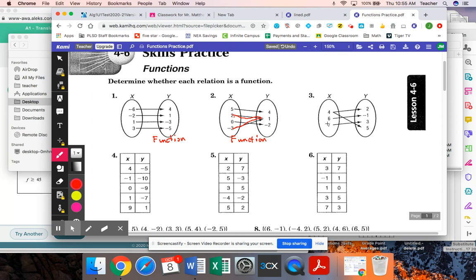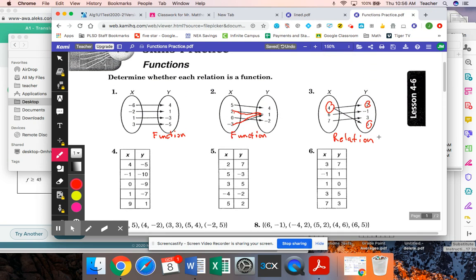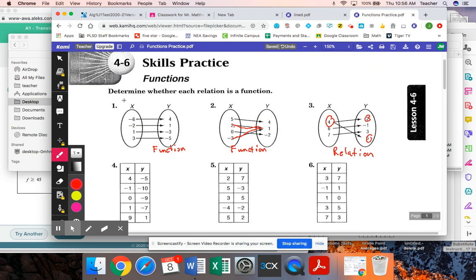Let's take a look at number 3. There is a 4 that goes to 2, but 4 also goes to 5. Wait a minute, this one input has 2 different outputs. That is not a function. It is strictly a relation. So you can have a list of relations, but whether or not they are functions is a different story. We call this whole section a mapping.